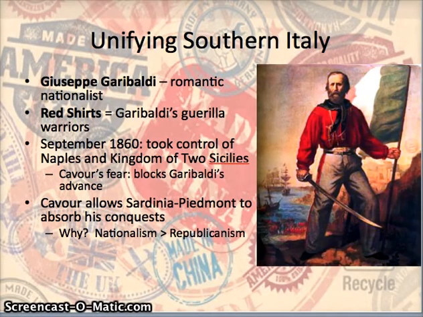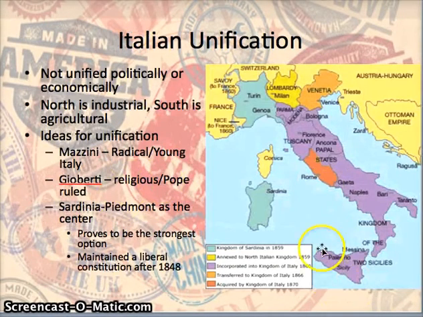Which again shows us, back to the map, surprise, surprise, how he's able to do this. So he starts out in Sicily, he goes up to the kingdom. He's up here, the Kingdom of the Two Sicilies. He goes into Naples, so he's starting to get all of southern Italy.